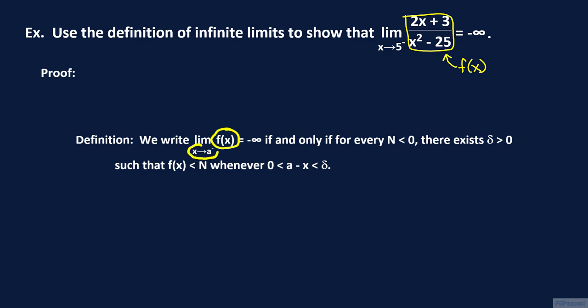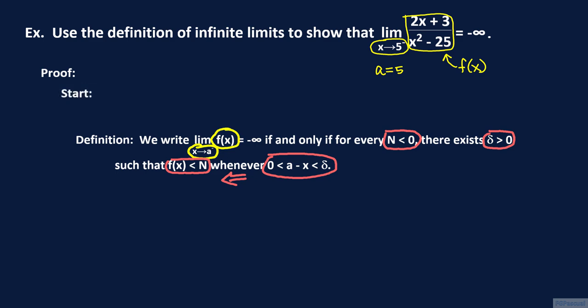We already know the value of a equals 5. The definition also mentions two other numbers. The first is capital N, which is negative, and the second is delta, which is positive. The relationship between capital N and delta is such that whenever 0 is less than a minus x is less than delta, then f(x) should be less than capital N.